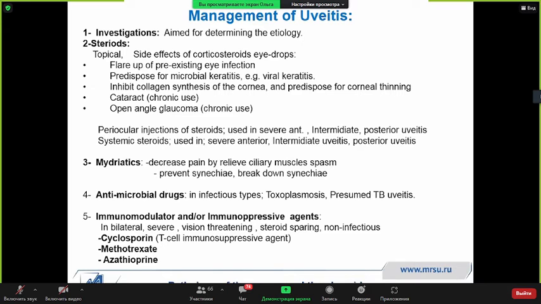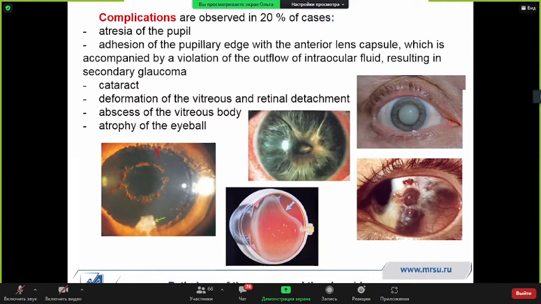Immunomodulators or immunosuppressive agents. We can use cyclosporin, methotrexate, and azathioprine, but these drugs we use together with a rheumatologist. Very rarely do we give the drugs only by our management, I mean by ophthalmological management. What about complications after uveitis? They are observed in 20% of cases. It is atrophy of the pupil.